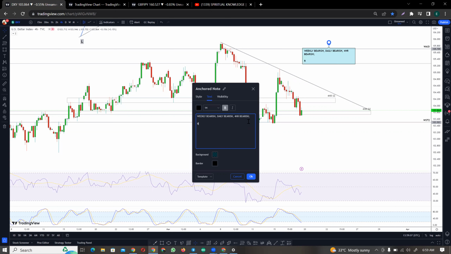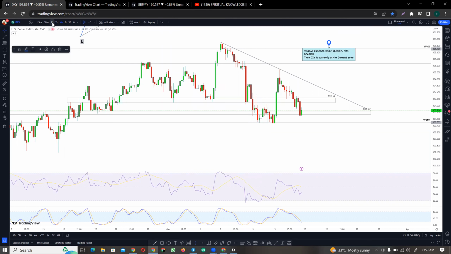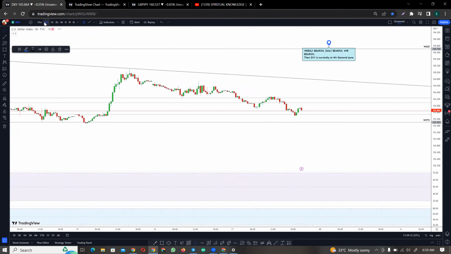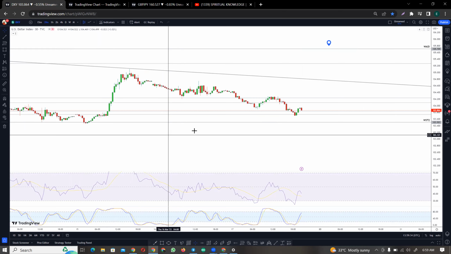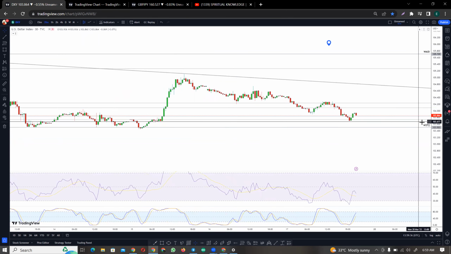Then you learn how to write when you are analyzing. It helps you to remember. DXY is currently at 4 hour demand zone. Then you go down straight to 30 minutes to see what DXY is doing.